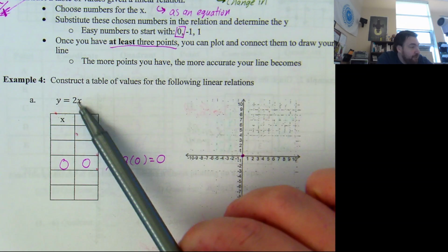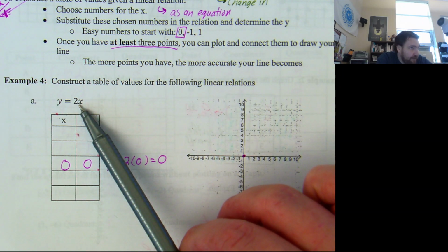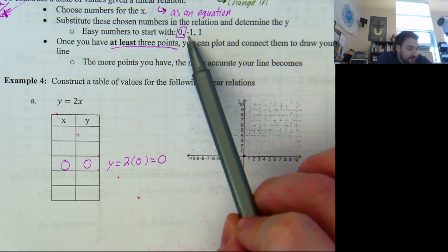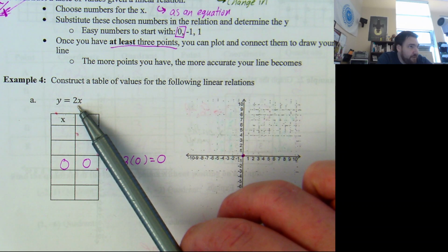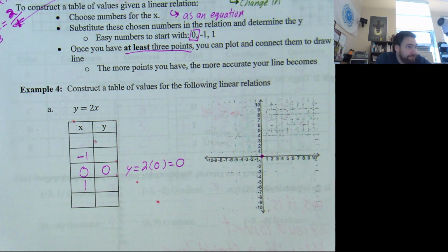If I take 1 and I put it in here, I'm going to end up with 2 times 1, and if I put -1 in here, I'm going to get -2. So putting in, these are the next two easiest numbers to consider, and they're not going to give me anything gross here. So let's use those. Let's say that x is -1 and x is 1.